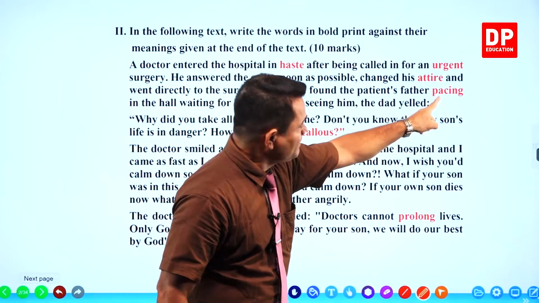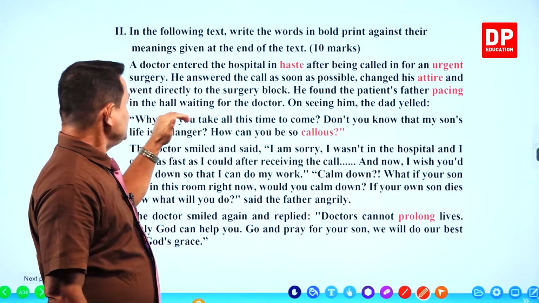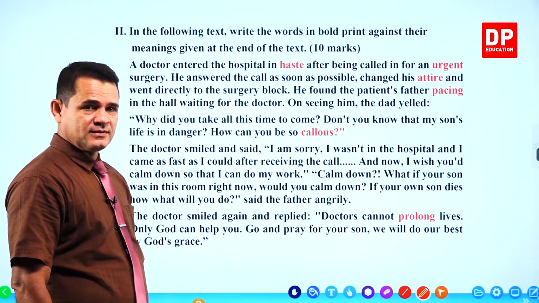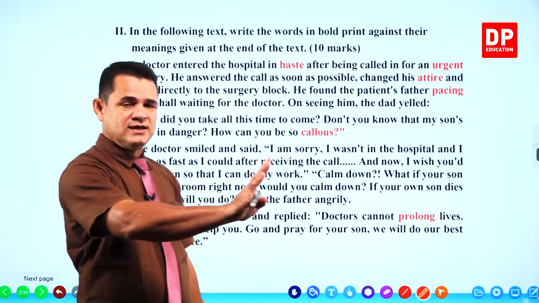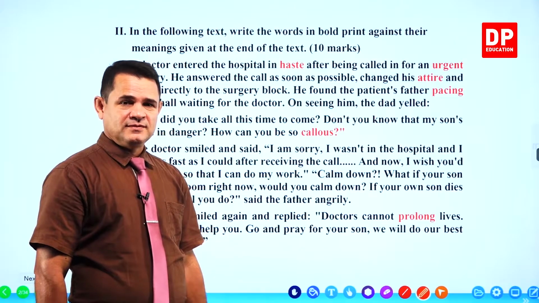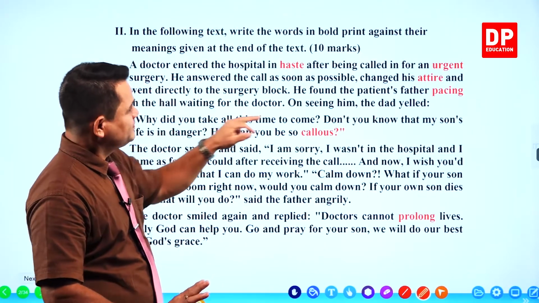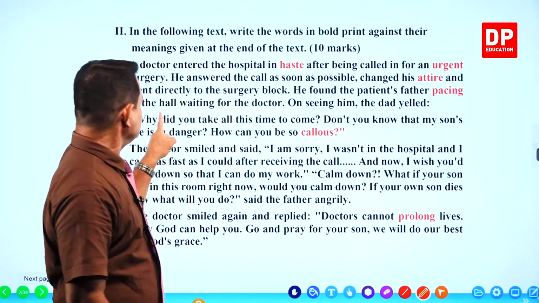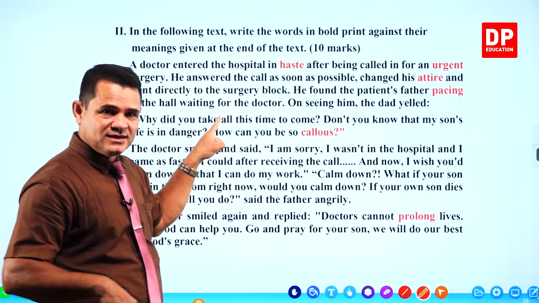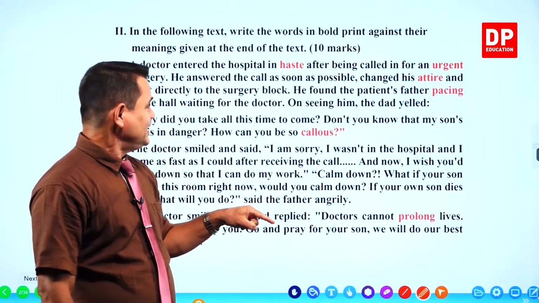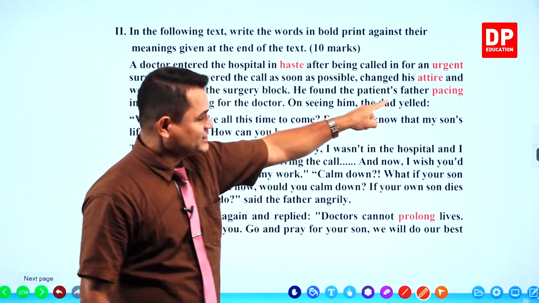The patient's father pacing in the hall waiting for the doctor. Now the patient should be there in the theater. His father pacing in the hall, waiting for the doctor. You can now guess.